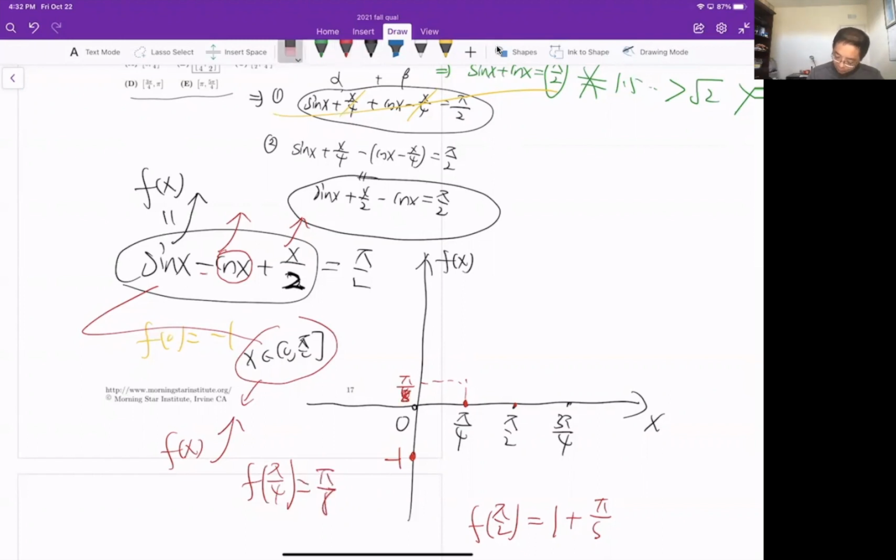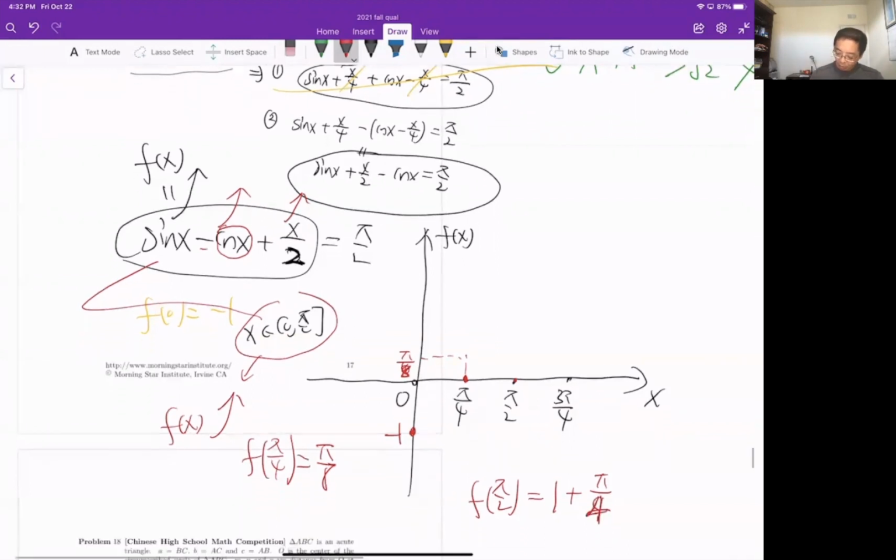Now f of pi over 2 is 1 plus pi over 4. This is right here, so the value is 1 plus pi over 4. Now, 1 plus pi over 4 is greater than pi over 2, right?